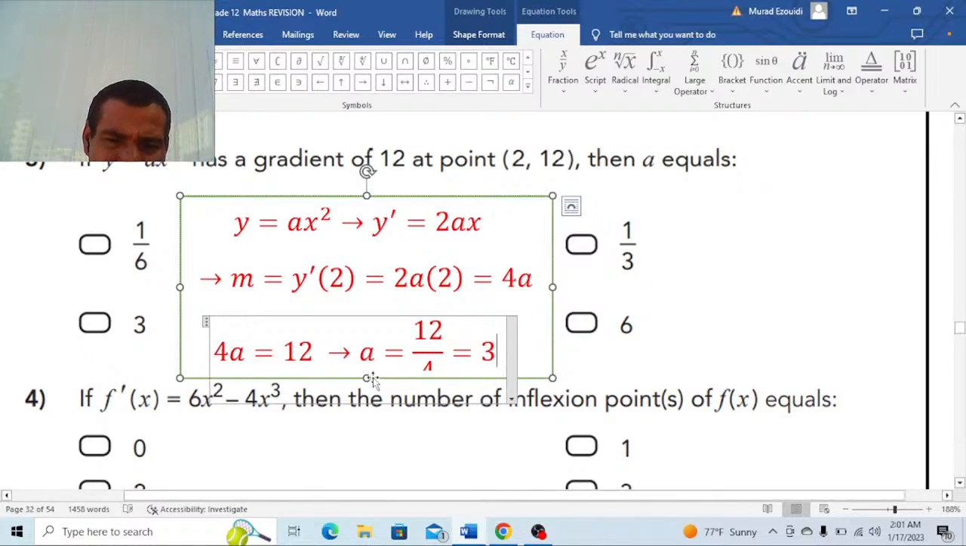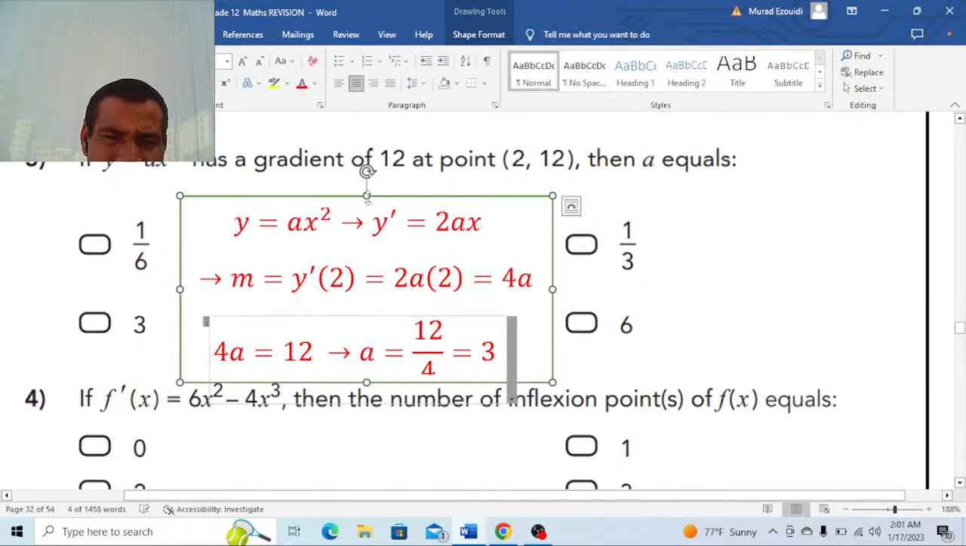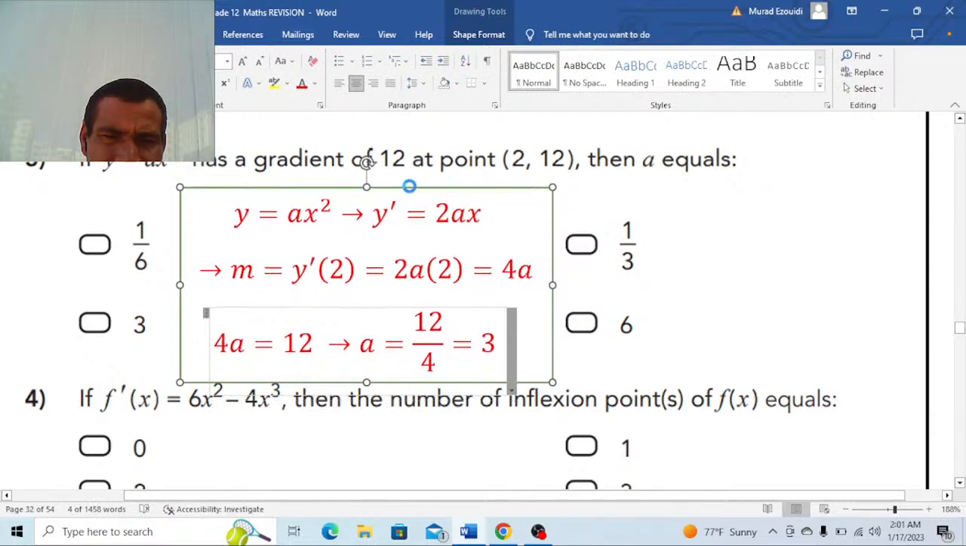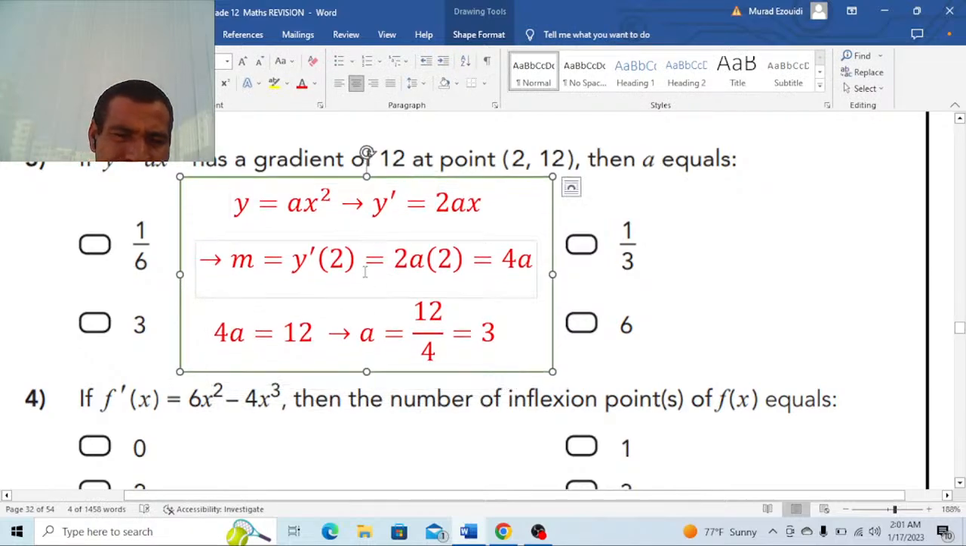Therefore, learners, this is the correct answer. So in your opinion, what is the value of a here? It will be 3. If you want to check, take 3 times x squared. If you differentiate this, it will be 2 times a, and a is 3, so it will be 6 times x. When x equals 2, it will be 6 into 2, which is 12. Therefore we solved the question, and this one is the correct answer, learners.